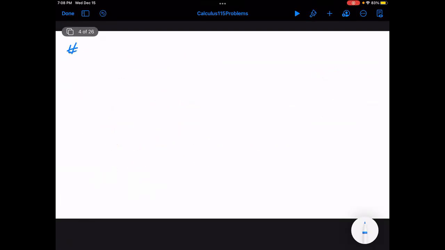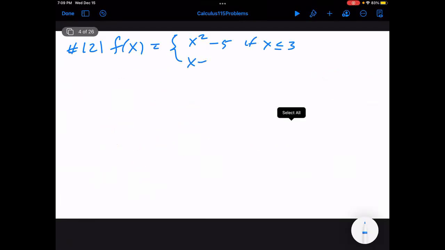Number 12. We have f of x is x squared minus 5 if x is less than or equal to 3, and x plus 2 if x is greater than 3. And we want to find the limit as x goes to 3.